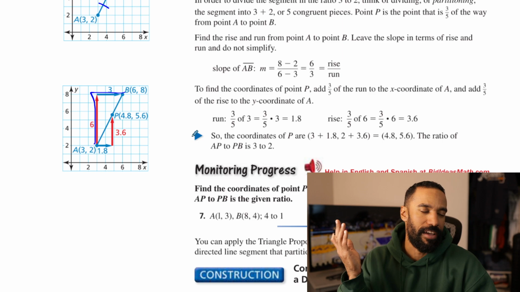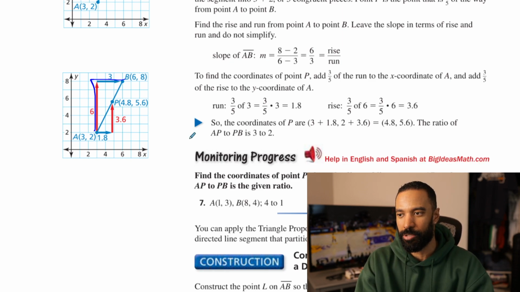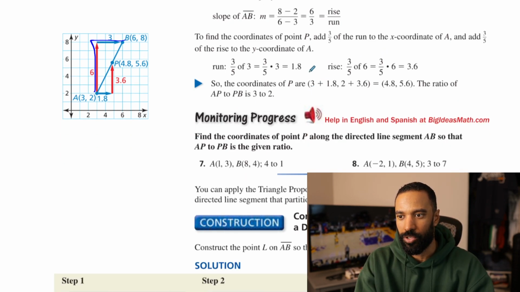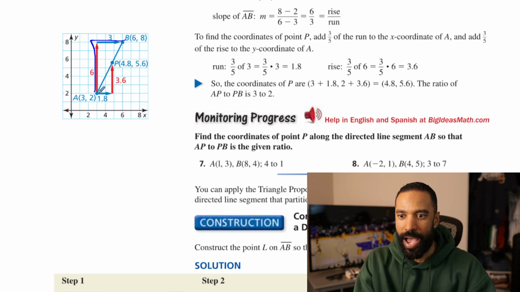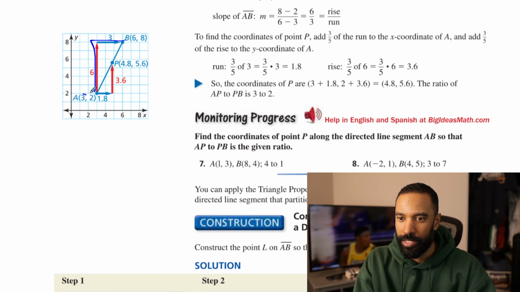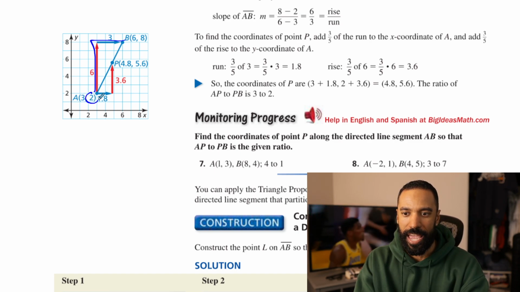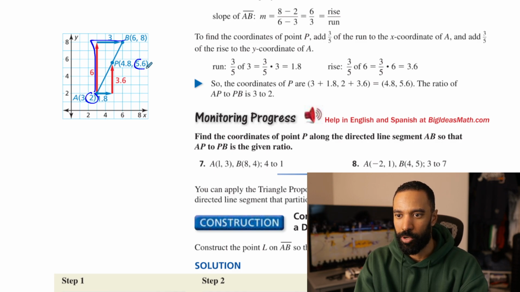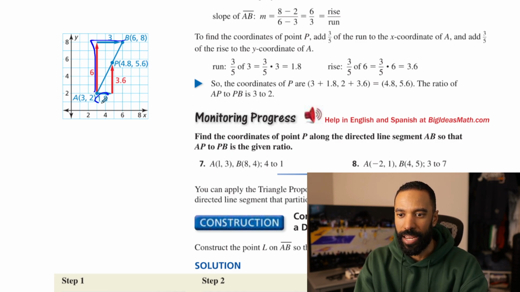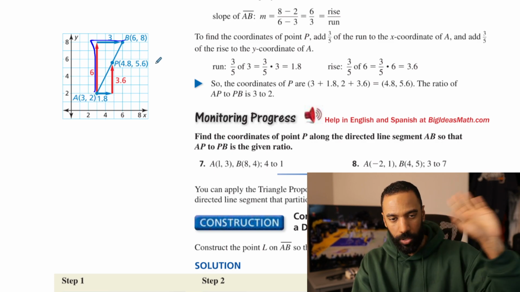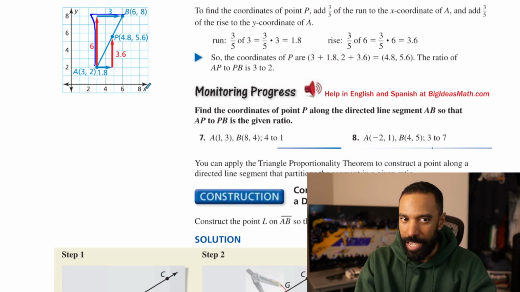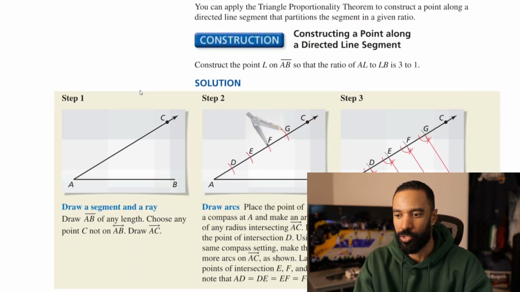Okay, that makes sense. Listen, I haven't done this before. I haven't seen that phrasing before, but this totally makes sense in what you're doing. So the coordinates: 3/5 of 6 is 3.6. You add that to the 2, that's already A's Y value, and you get 5.6. Boom. And then you add 1.8 with the 3 to get your X value of 4.8 right there. So P is at that value. Totally works. I got it. And I'll explain it more for other problems as we build into it.